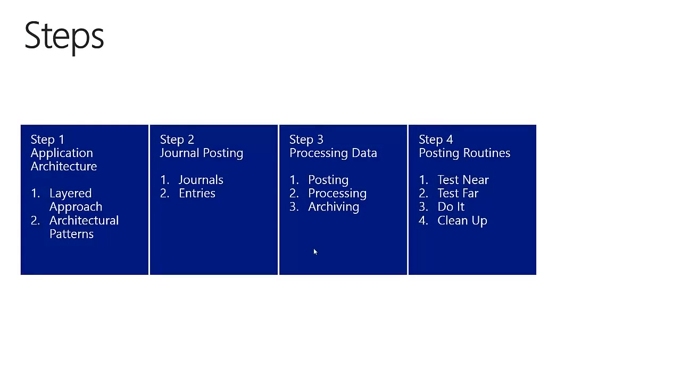In this video we will be going through four easy steps. The first step, we will look at the general application architecture to see how posting processes flow through the application. In step 2, we will briefly touch on journals and entries. And in step 3 we will discuss the difference between posting, processing and archiving and explain how to decide which design pattern to use. In the last step we will deep dive into the design of a posting routine in Dynamics NAV and we will look at an example posting routine we will design from scratch.